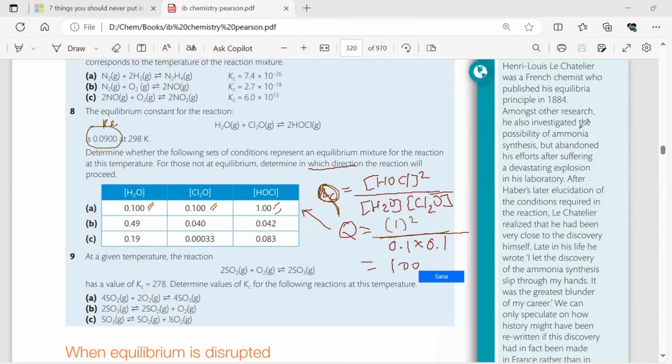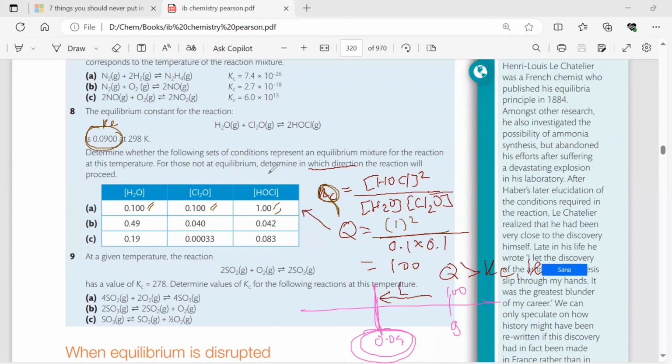Now, Kc is 0.09, and Q is 100. So which direction? The reaction is moving towards the left, towards the reactants, to achieve equilibrium. Isn't it easy? We have to find the Q value, and after that we compare it with the literature Kc value. Write down the chart like this.